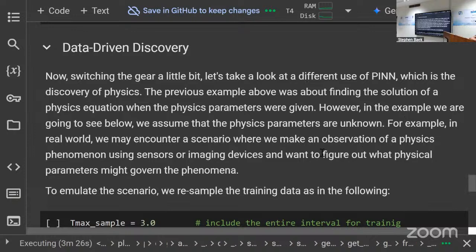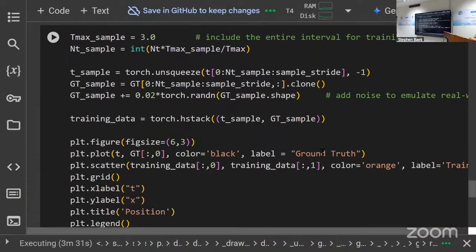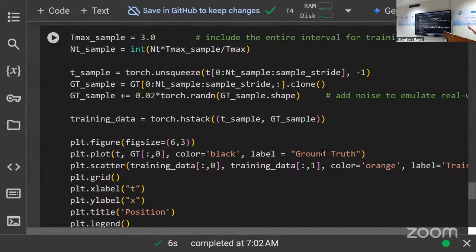So for data-driven discovery, we consider a scenario where we only have the observation, but we do not have the knowledge of the physical parameters. So unlike the previous scenario where we knew already the physical parameters, now we consider a situation where we do not have an idea of the physical parameters, and therefore we want to approximate them using a physics-informed neural net.